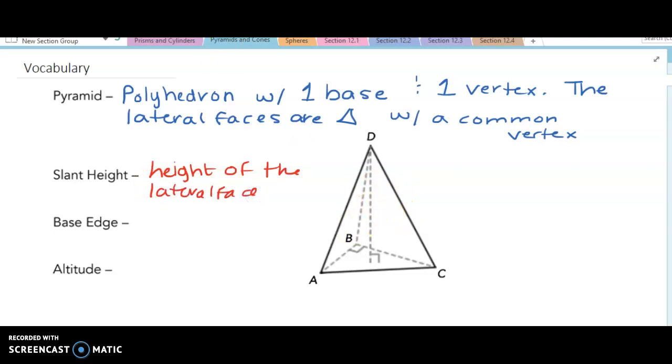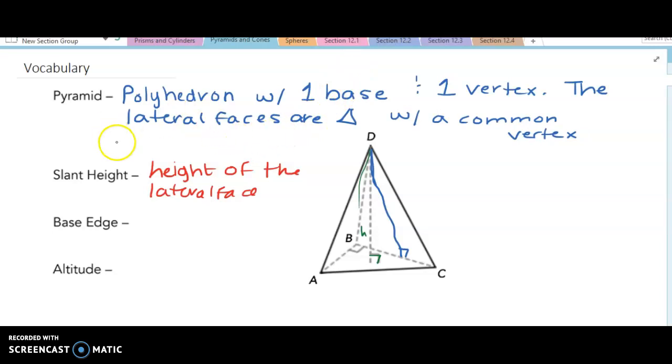Okay, so think of all these triangles or lateral faces, the slant height. Let's see if I can draw it. So this straight up and down here, guys, that's the height or the altitude. Okay, the slant height is this right here. Sorry, that's not very straight. But it's the slant, literally the slanted height. So those lateral faces go at a slant. It's the distance of one of those.